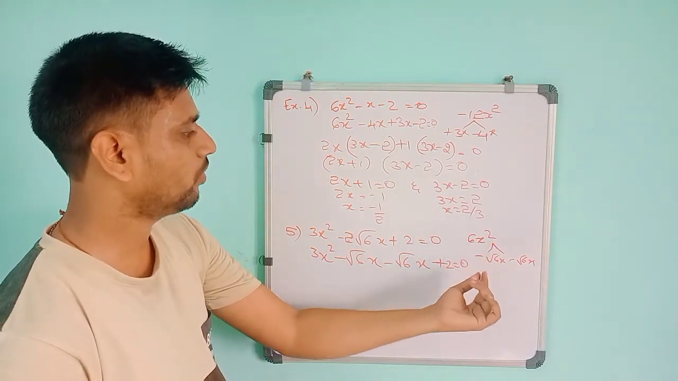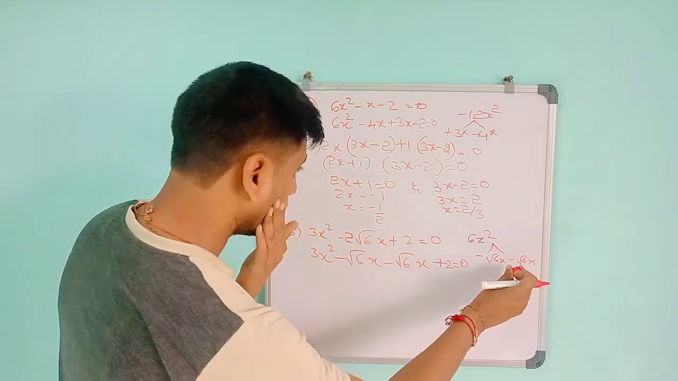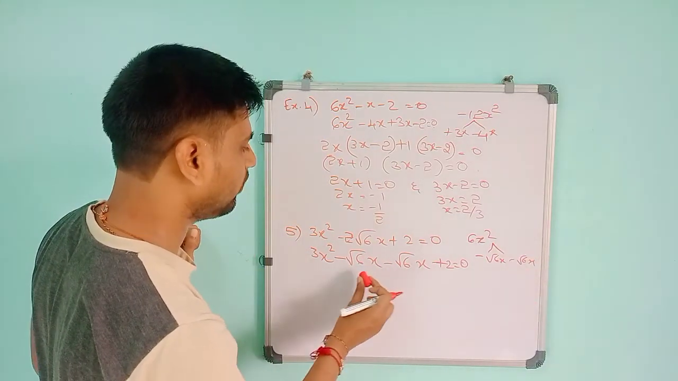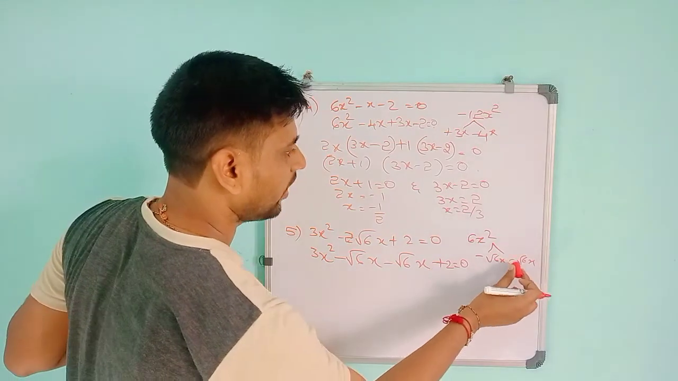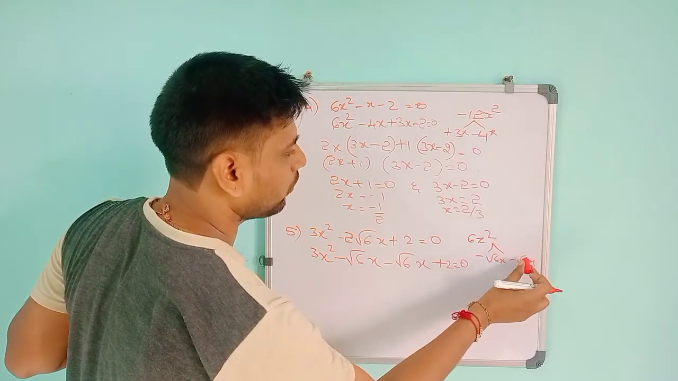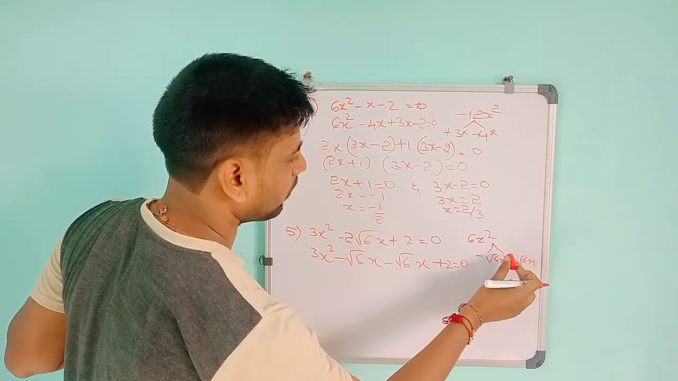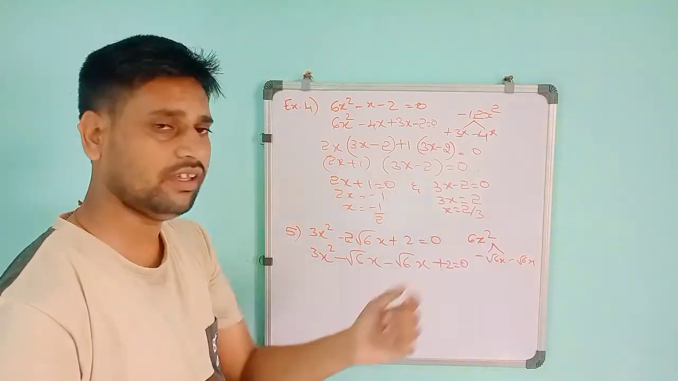So you have to take the product of the terms minus root 6 x and minus root 6 x. Minus root 6 into root 6 is minus 2 root 6 x, and x into x is x square. Then root into root will be cancelled, so 6 will remain. So 6x square. So the product is satisfied.